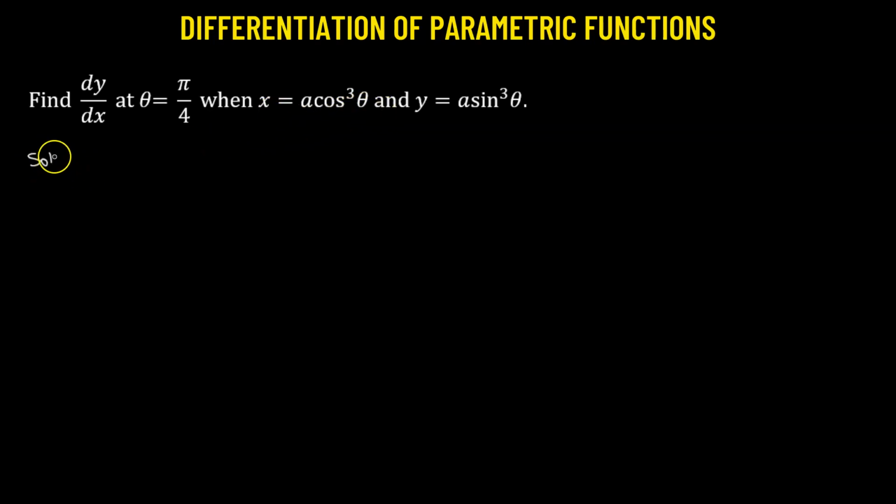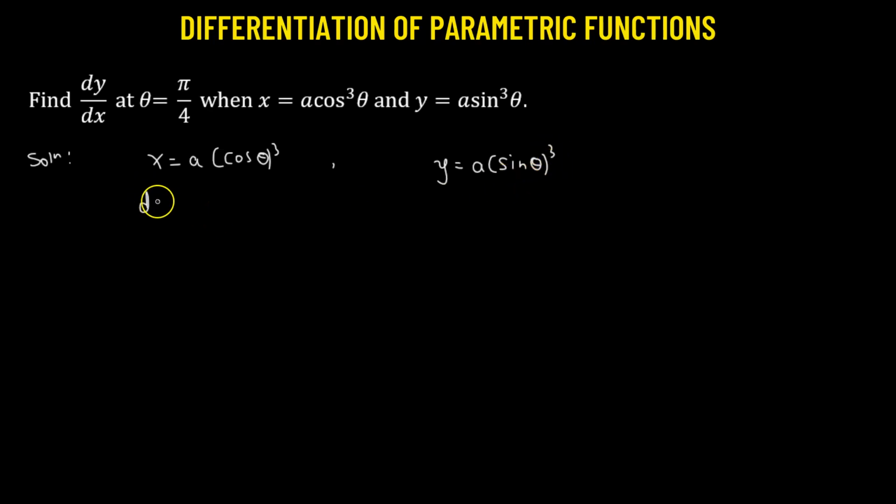So let's begin. Here we'll have our function x given as a times cosine cube theta, but we can also express that as cosine theta whole cube. Similarly, we have y, which is given by a times sine cube theta. We can represent it as a times sine theta whole cube.